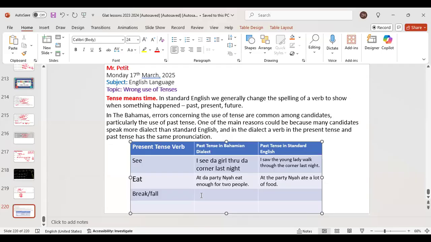Wait, can I try one, Miss Petit? Just one more. Go ahead. My friend Ricky break his arm at that 9-4 B. I ain't gonna lie. Okay. It look like he gonna be in the hospital for a bit now.